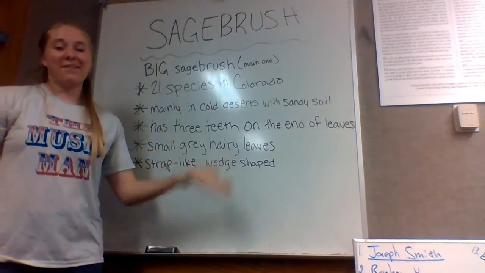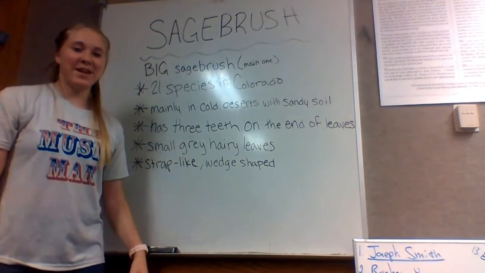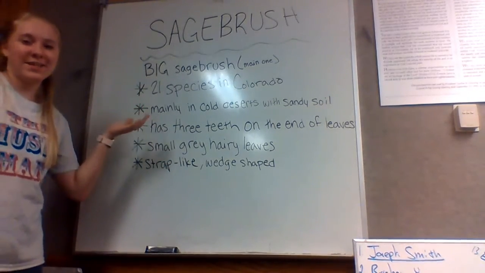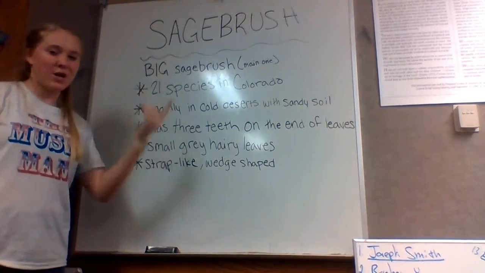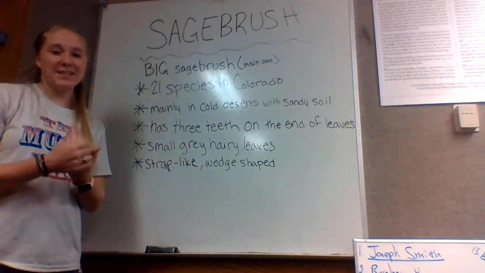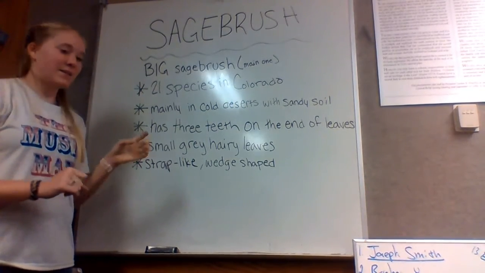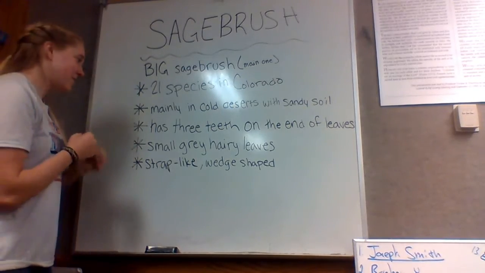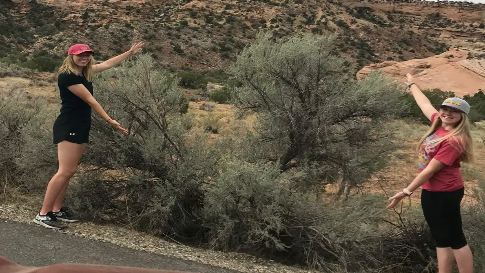The first plant that we're studying in the sagebrush ecosystem is the sagebrush. What a surprise! Anyway, the main one in sagebrush ecosystems is called the big sagebrush, and it's just the main one. Anyway, there are 21 species of sagebrush in Colorado, and they mainly live in cold desert areas with sandy soil. The plant at the end of its leaves has like 3 teeth things, which is how you identify it. And then the leaves are small, gray, and hairy, and they're wedge-shaped and strap-like.